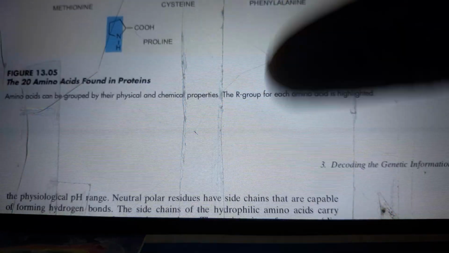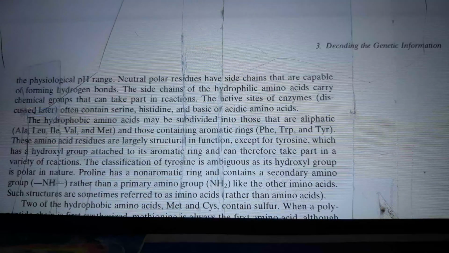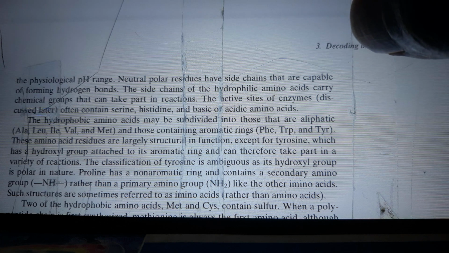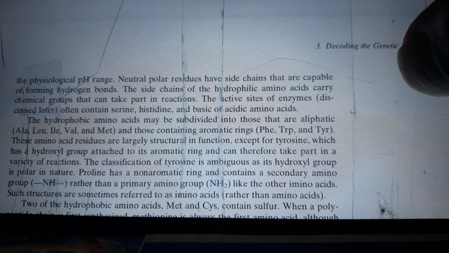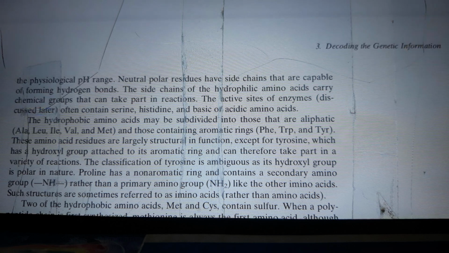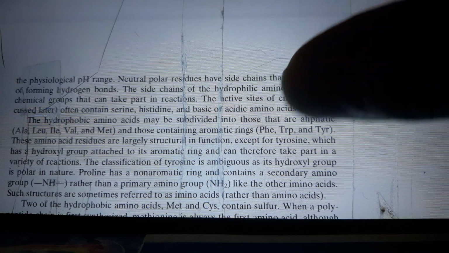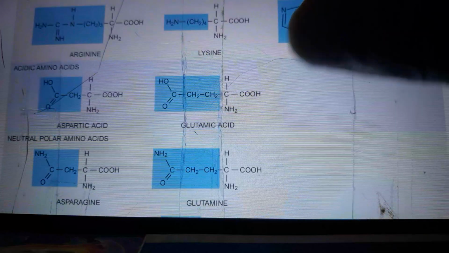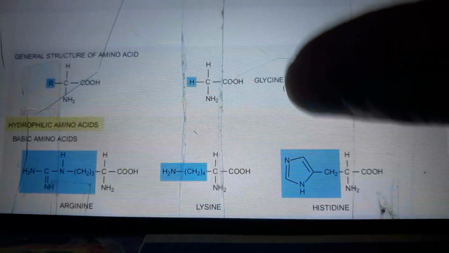As we go through all the details here, within the physiological range, neutral polar residues have side chains that are capable of forming hydrogen bonds. The side chains of the hydrophilic amino acids carry chemical groups that take part in the reactions. The active sites of enzymes, discussed later, often contain serine, histidine, and basic or acidic amino acids. So as we go back, just go back to have a look at the diagrams, right?